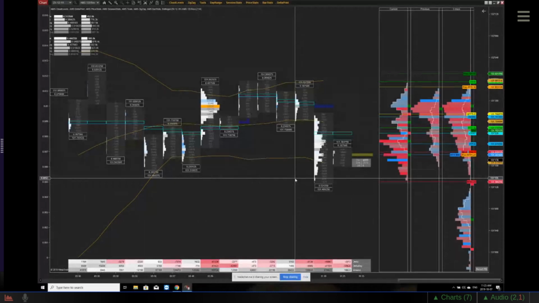What time frame is the blue market profile that you had just shown? 30 days.